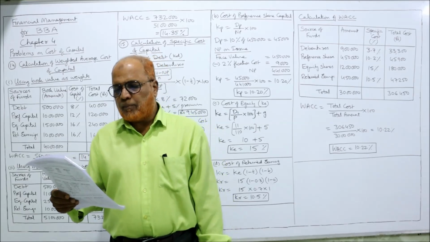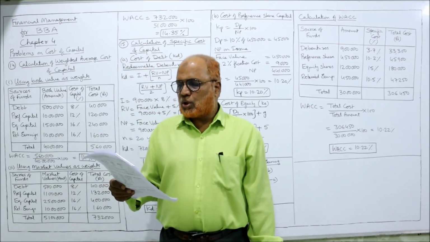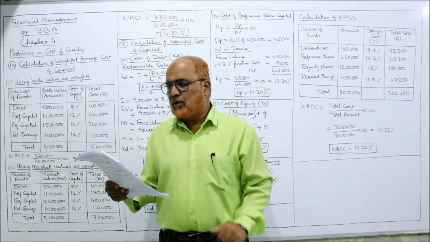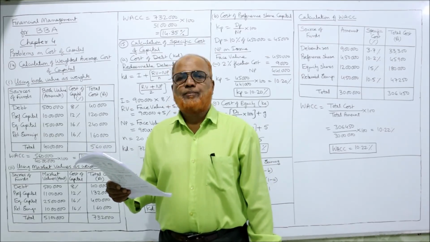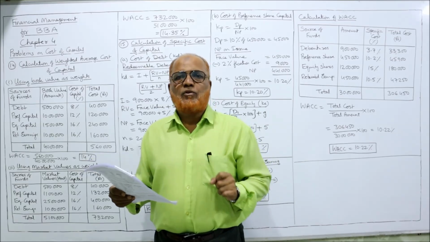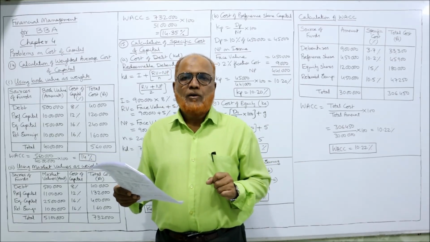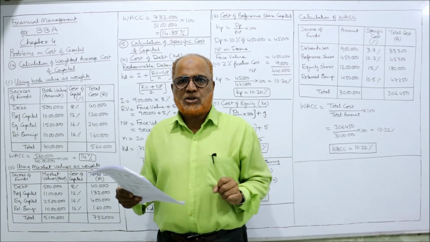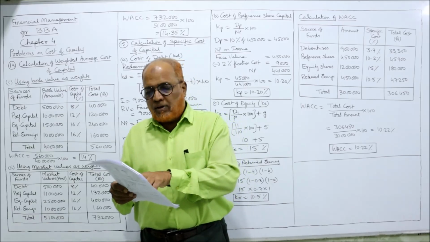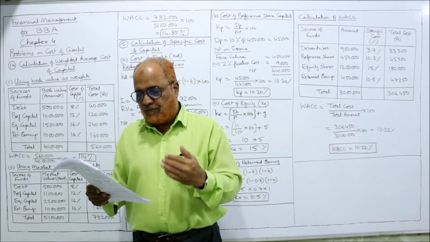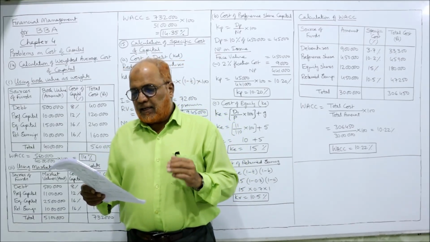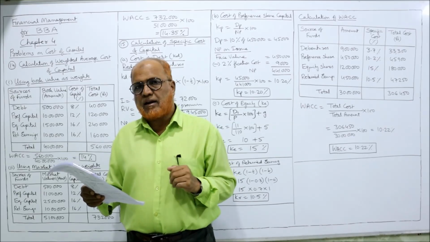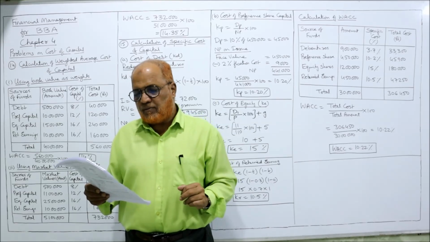See the 14th problem. Calculate the weighted average cost of capital using book value weights and market value weights from the following information. Previous problem also, this type of problem we have done, where we have to compute WACC using book value weights and market value weights. The book values are given, market values are given for all the four types of funds. That is debt, preference capital, equity capital, retained earnings, and the total is also given.